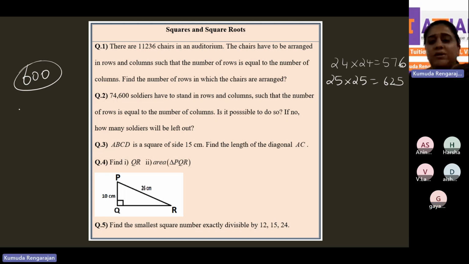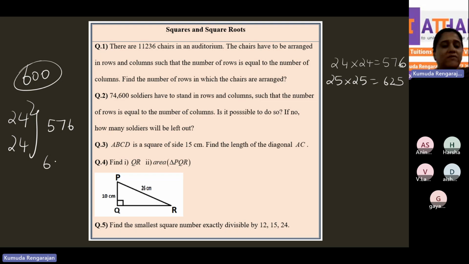So the students will be arranged in 24 rows and 24 columns. So in 24 rows and 24 columns, 576 students will be accommodated. And students left out will be 600 minus 576, that is 24 students. They will not form a part of the square. They'll be sitting outside the square.